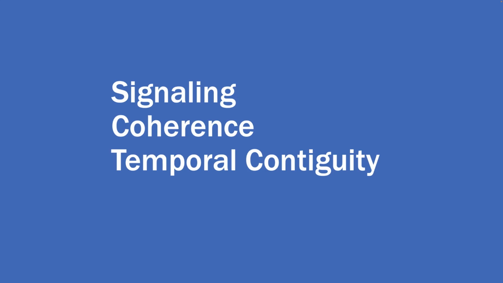In this video, we talked about 3 of the 5 principles to reduce extraneous processing in multimedia learning: signaling, coherence, and temporal contiguity. I hope this video was helpful in thinking about how to design multimedia material that does not overload working memory and help students learn more deeply.